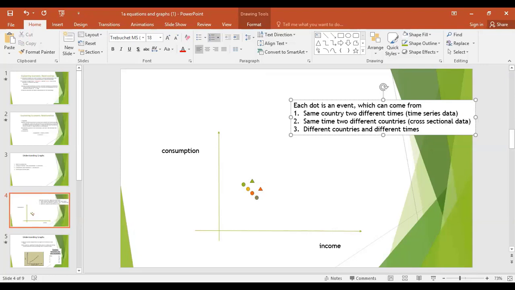It means it is changing across cross section, across the object, but not the time. Time is fixed. And we have two dimensions that are not shown in the graph, that is time and country, or time and cross section. In the first case, cross section is not changing, time is changing. In the second case, time is not changing, cross section is changing. But in the third case, both are changing. Different countries, different time. We call it panel data.